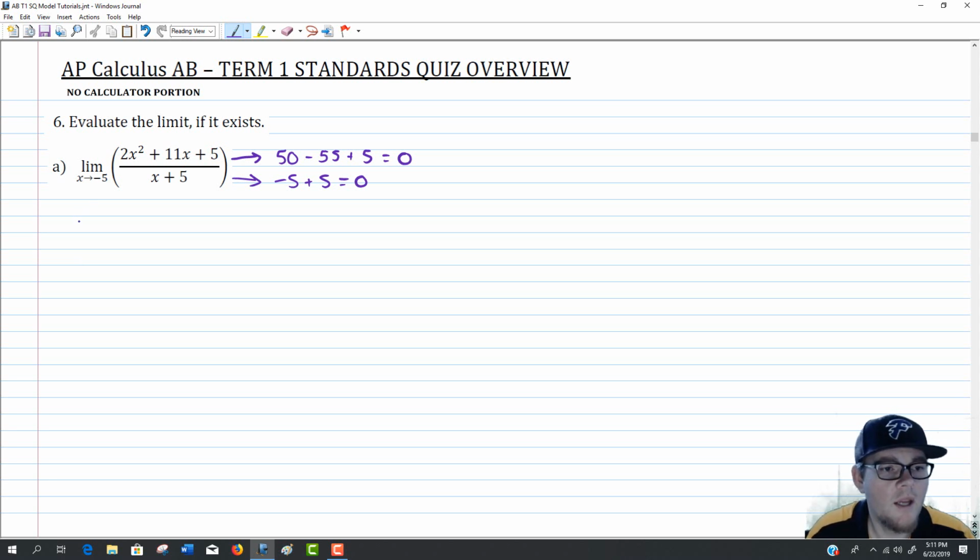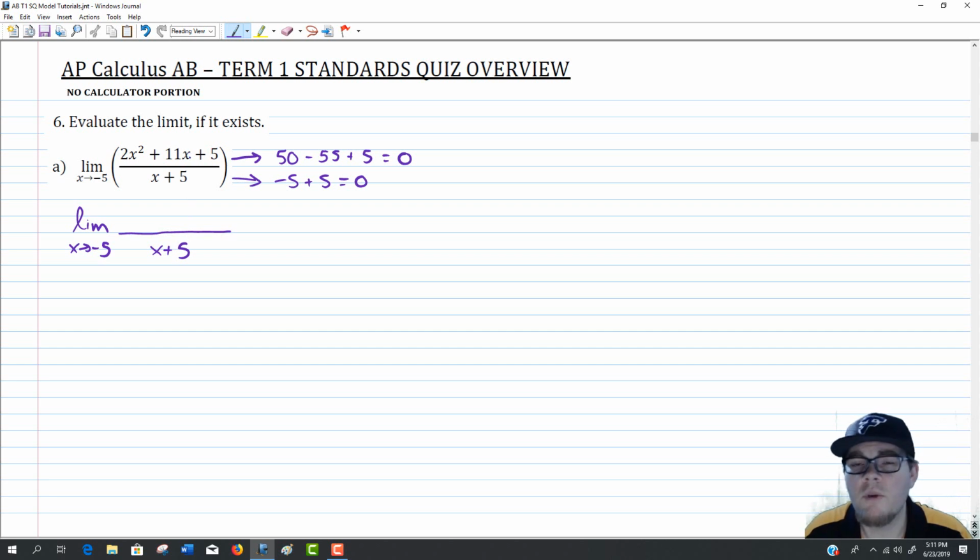So from here, what I'm going to do is focus my attack on anything that I would if it were a rational function. So in particular, I'm going to factor this. So I'm going to do the limit as x goes to -5 of this ratio. And of course, the numerator is where the actual work's going to have to be done. So we've got 2x squared plus 11x plus 5.